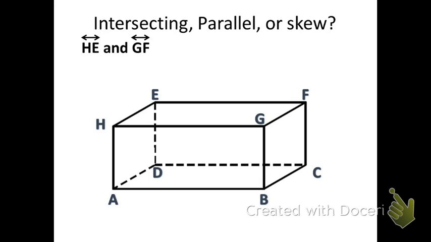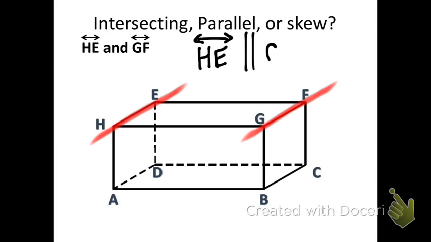Okay, let's go through and see whether you can get these correct. Intersecting, parallel, or skew. You pick the one of the three that best describes the two lines. Line HE and line GF. Well, first you have to find them. And these two lines are going in the exact same direction. So we write it, line HE is parallel to line GF. We use two parallel lines to notate the word parallel.